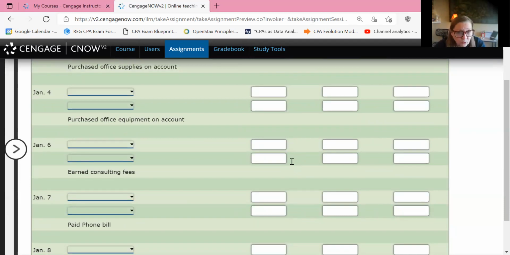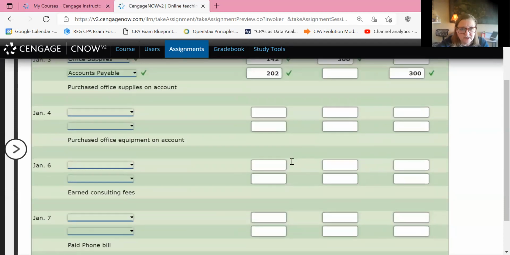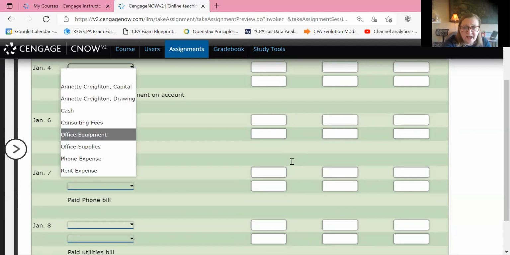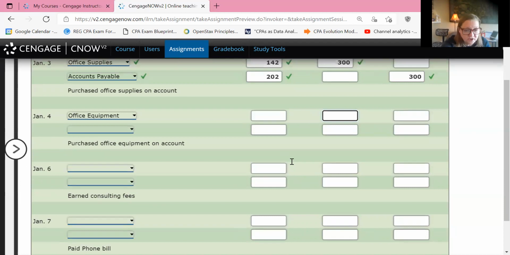All right, so I'm gonna do just a few more and then I'm gonna leave it for you to make the rest of the entries. So I'm gonna make 3 more entries. On January 4th, we purchased office equipment on account. If we bought something, but we didn't pay for it, we know we're dealing with accounts payable. And we're dealing with office equipment, which is an asset account. We purchased the equipment, so that means we increased the asset account, office equipment. And the amount was $1,500.